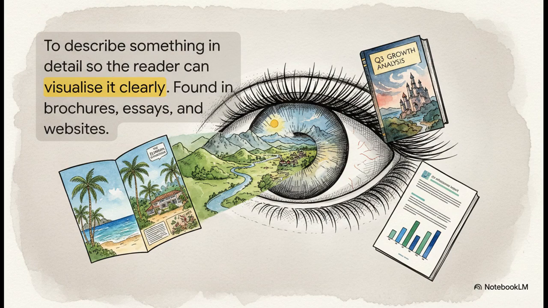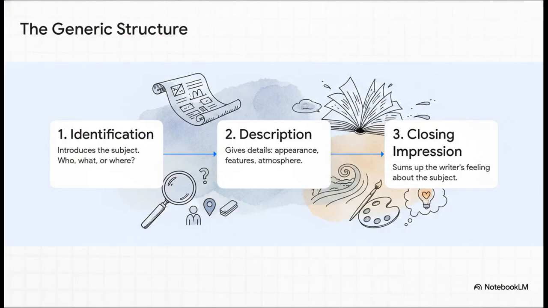And that's basically its job in the world. Its social function. You see this everywhere. In travel guides, in novels, even in scientific reports. The goal is always the same. Clarity through visualization. You describe it so I can see it. Simple as that. So here it is, the blueprint. And honestly, it's so simple, it's brilliant.